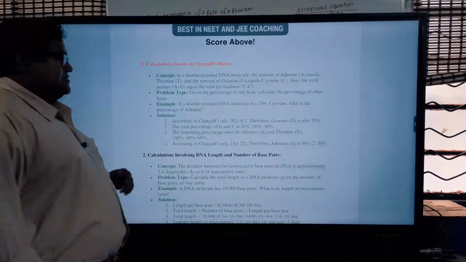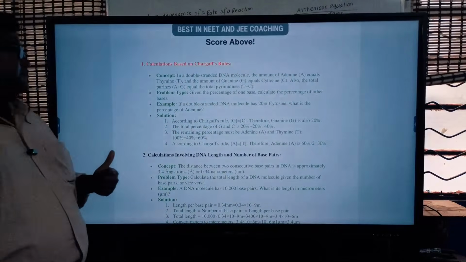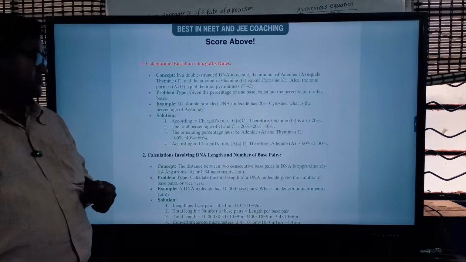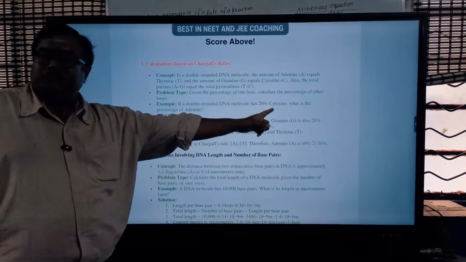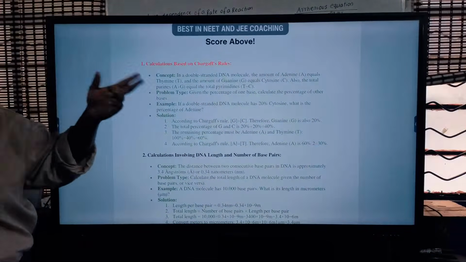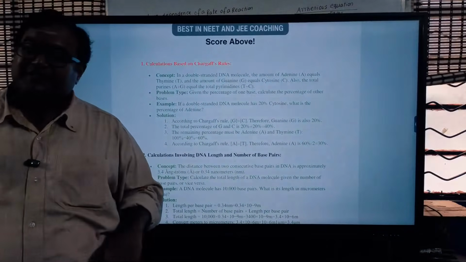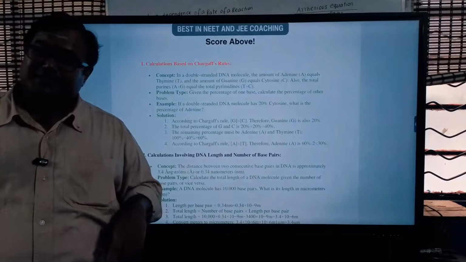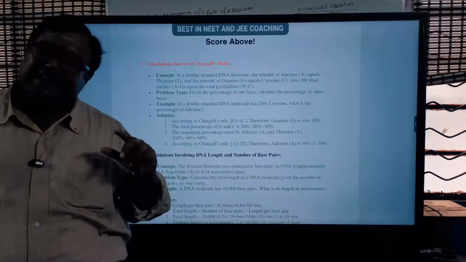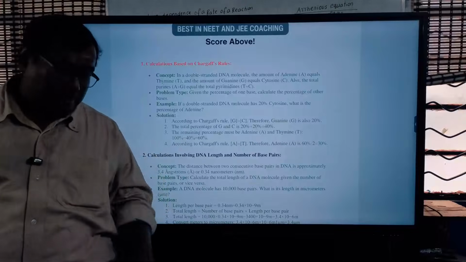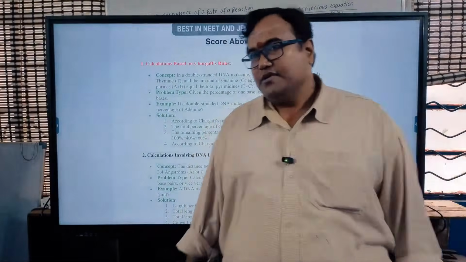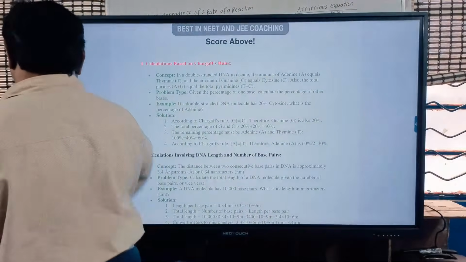Okay. So that you know very well. Now, if 20% cytosine is there, 20% cytosine is equal to 20% guanine. And the remaining 60% is the adenine-thymine pair. In this, 30% adenine, 30% thymine. That is the Chargaff rule formula. You know now? Adenine, thymine, guanine, cytosine. Yes or no? Okay, now let me calculate.